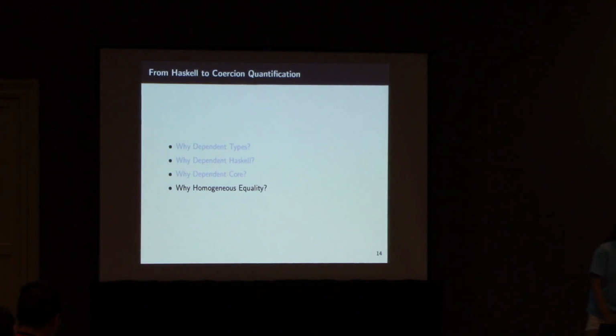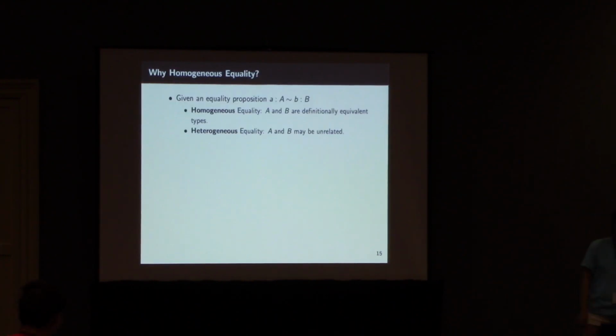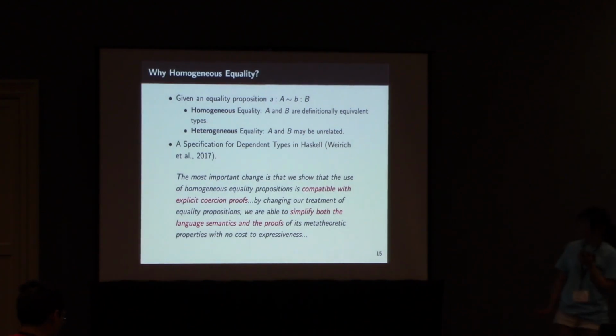During the meta-theory study of dependent Core, we found that we want homogeneous equality. What is homogeneous equality? Given an equality proposition with two terms A and B of types capital A and capital B, in homogeneous equality, this capital A and capital B would be definitionally equivalent types. But in heterogeneous equality, capital A and capital B may be unrelated. I quote from this ICFP paper.